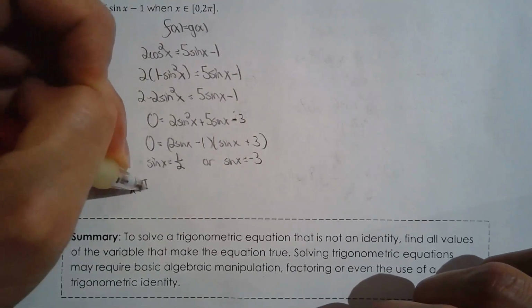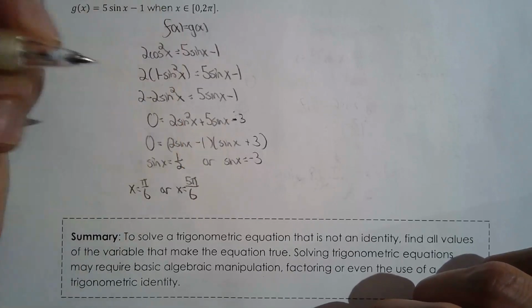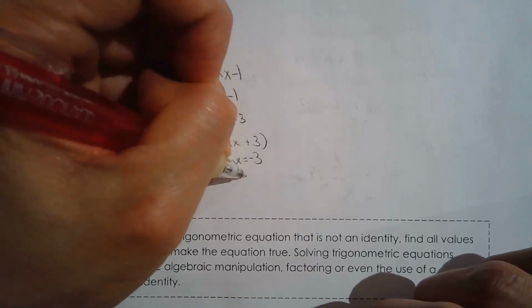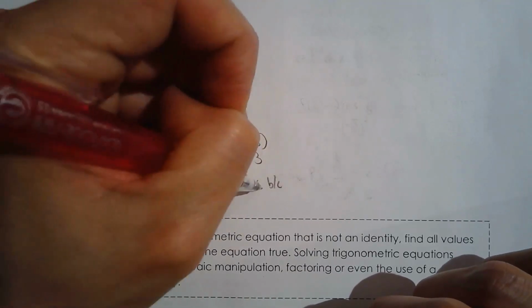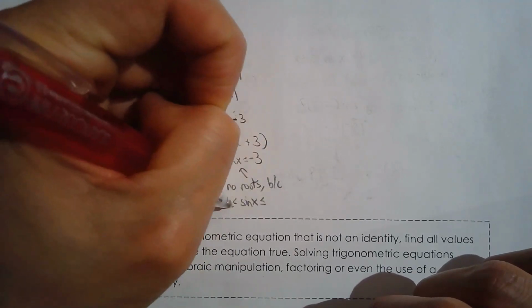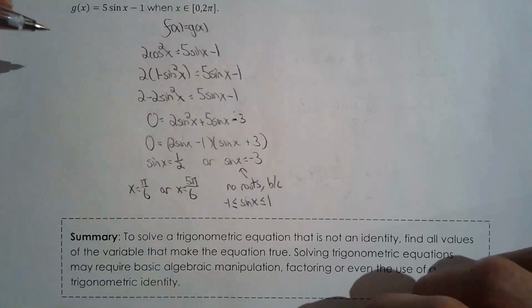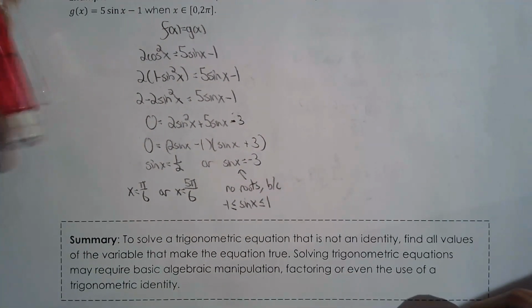So x equals pi over 6, quadrant 1, or quadrant 2, reference angle pi over 6. Now, sine x equals negative 3, that's crazy. No roots, because sine x can only be equal to values from negative 1 to 1. Okay, that's the range of sine x.